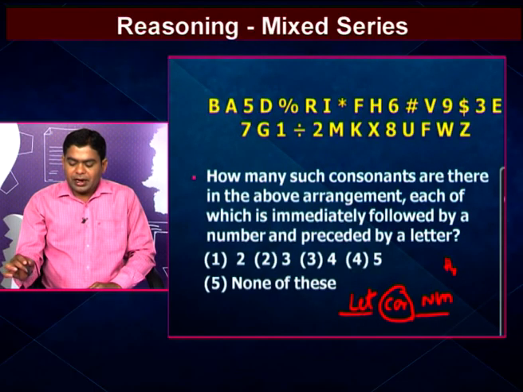After that we go to the next consonant. So here the consonant is K, the preceding letter is M, and it must be followed by a number, but here there is no number, that's why that one is also not satisfied.